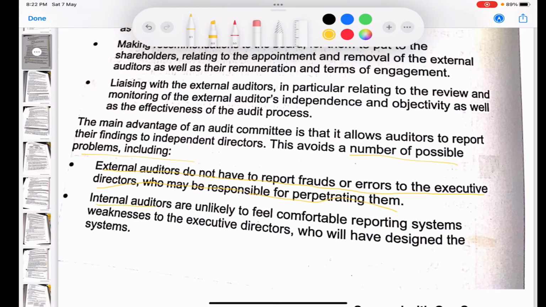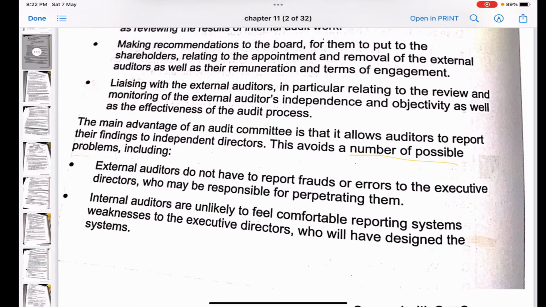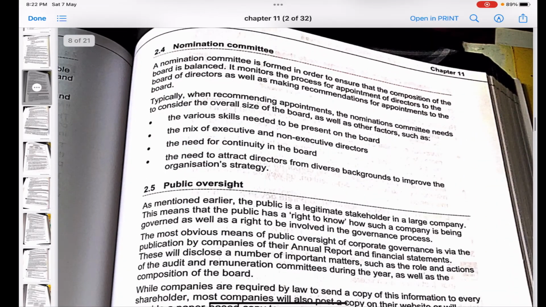The second thing is that internal auditors are unlikely to feel comfortable reporting to the executive directors because they are the ones who are actually working. So it's also going to be beneficial for them because they just have to report to the NEDs.